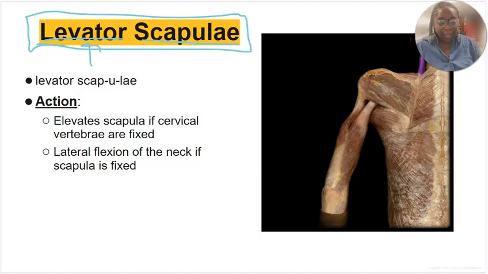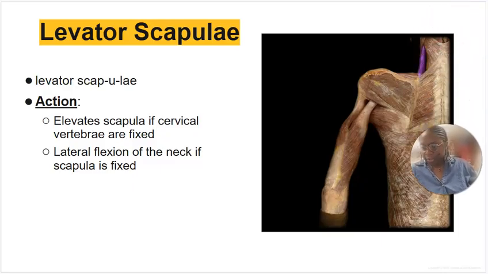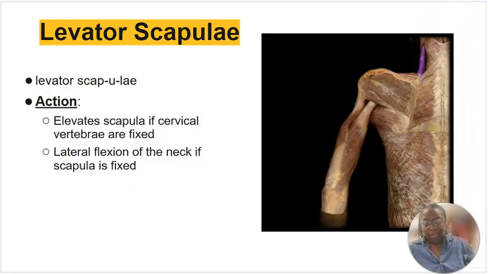And so we see here, boom, here's the action. It's going to elevate the scapula if the cervical vertebrae are fixed. And then if the scapula is fixed and in place, it's going to help with lateral flexion of the neck, right? So any kind of movement along the sides. Let me move out of the way so that you guys can see the muscle. And here it is. My apologies. So it's a muscle kind of tucked in right near that rhomboids group.